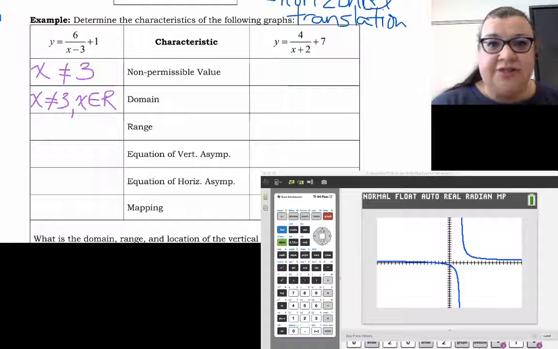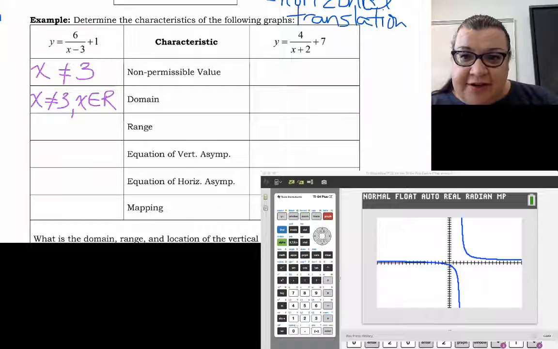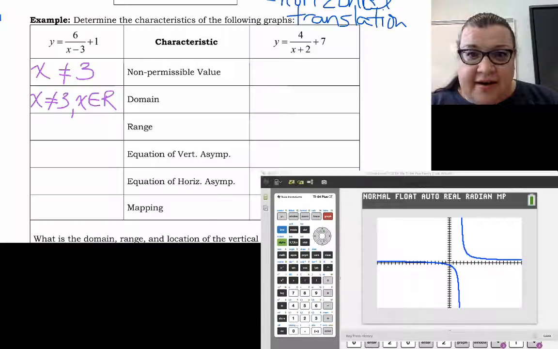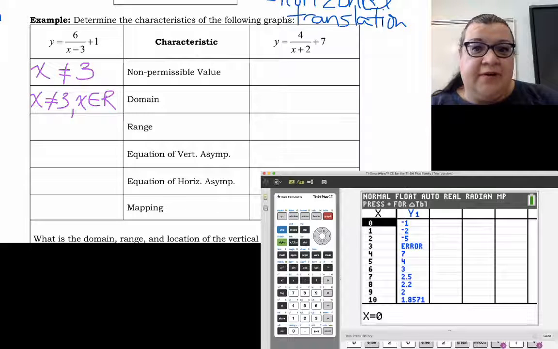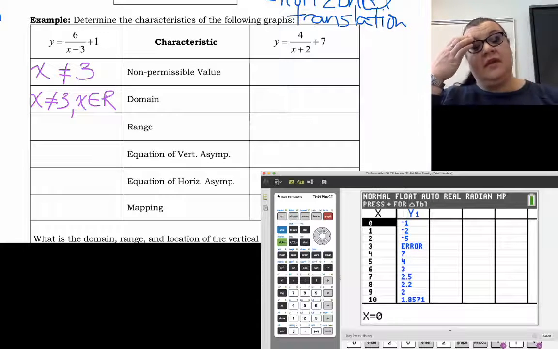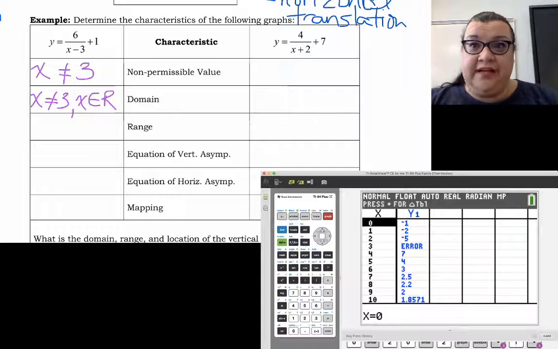And what's our range? Well, if we take a look at our graph, here we actually do cross the x-axis this time. All right, we are above the x-axis. And if we go into our table of values, you can see that. Right, so here's the error when x is 3. So that's our non-permissible value. That's what it'll look like if you looked in your table of values.